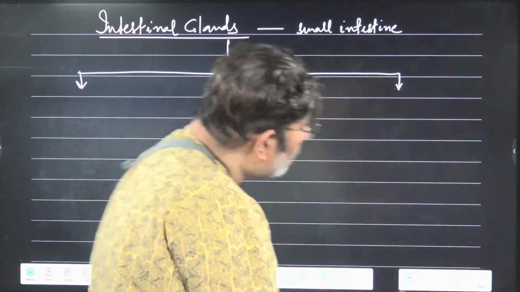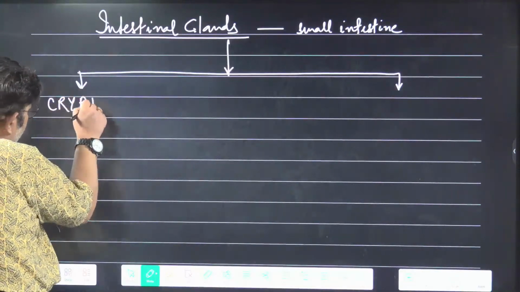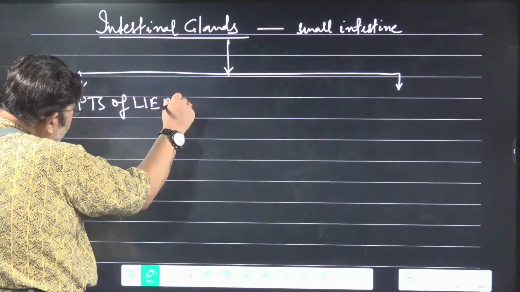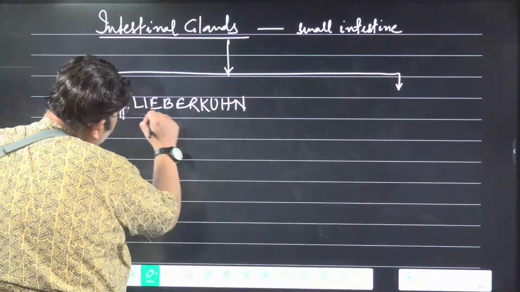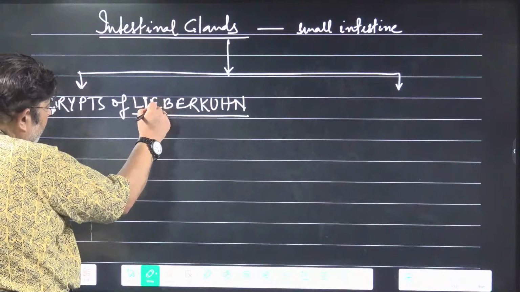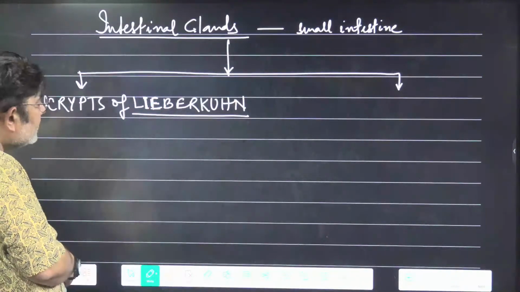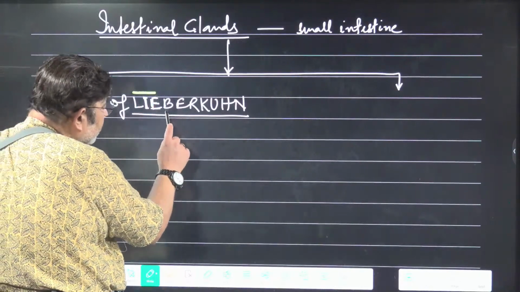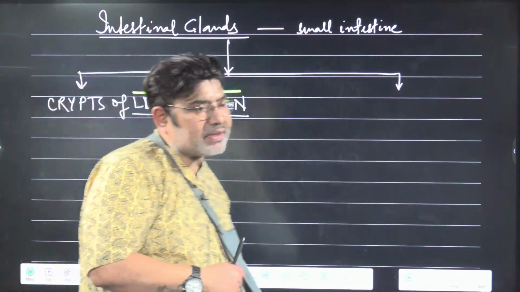Yes, very good. One is crypts of Lieberkuhn. Very good. Crypts of Lieberkuhn. I'm not pronouncing it, I don't know what the pronunciation is. Therefore, I have learned the spelling. Crypts of Lieberkuhn.